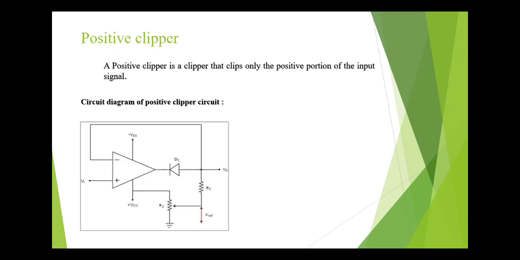for Vi less than Vref. If the value of the input voltage Vi is greater than the value of the reference voltage Vref, then the diode D1 will be off. Now, the operational amplifier operates in an open loop. Since the feedback path is open, the output voltage V0 of the circuit will be equal to the value of reference voltage Vref for Vi greater than Vref.